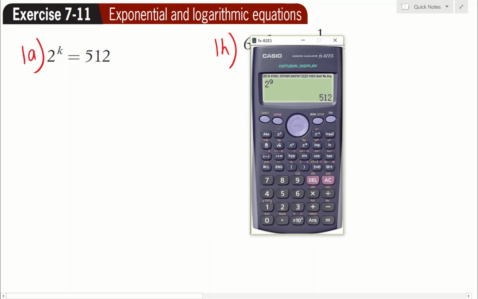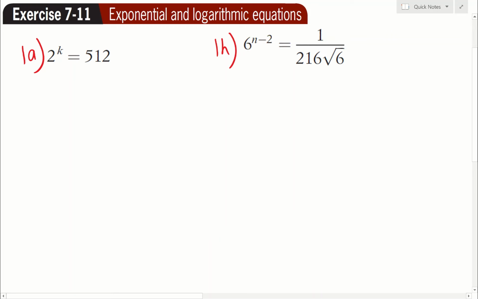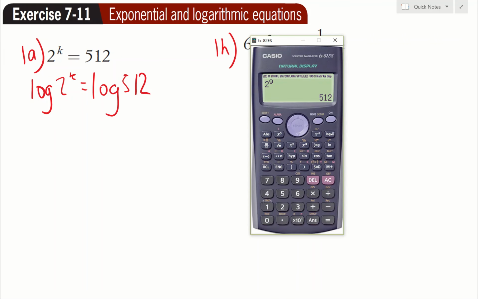But what you can do, and you'll see why for 1h, is we can use logarithms. If we take log of each side, log of 2^k equals log of 512. And when I just write log, I mean log base 10. On your calculator, when you press log, it automatically registers as base 10, and that's because our number system is a base 10 system.